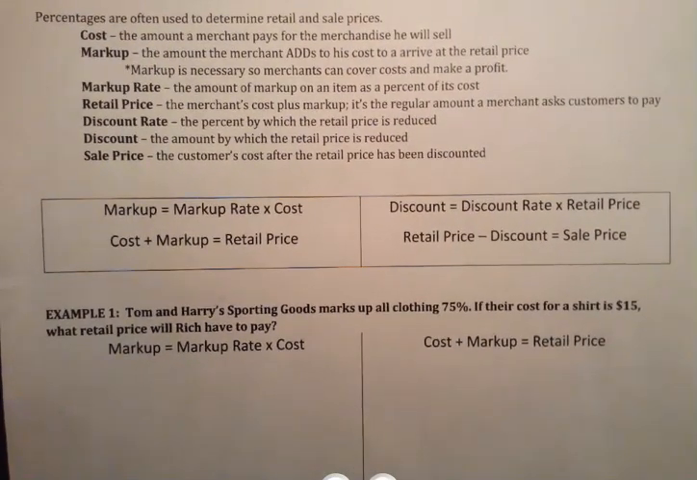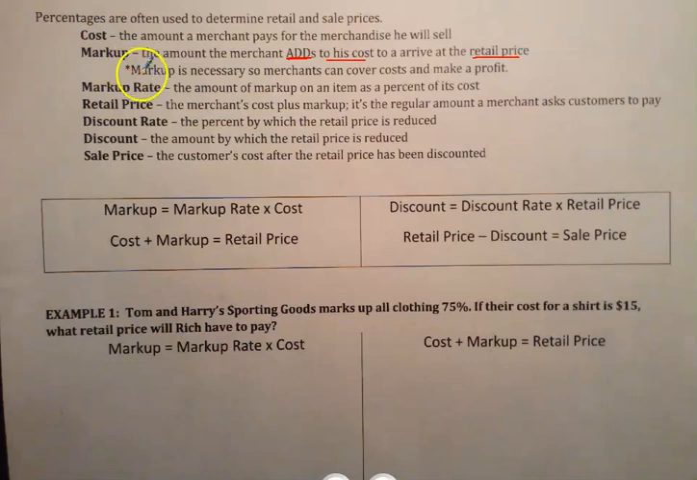Percentages are often used to determine retail and sale prices. So there's a whole lot of definitions here we need today. First is the cost of something. That's the amount a merchant pays for the merchandise he will sell. The markup. So this is the amount the merchant adds to his cost. So he's adding it to his cost to arrive at the retail price. Okay, so something, the price that you pay for something.